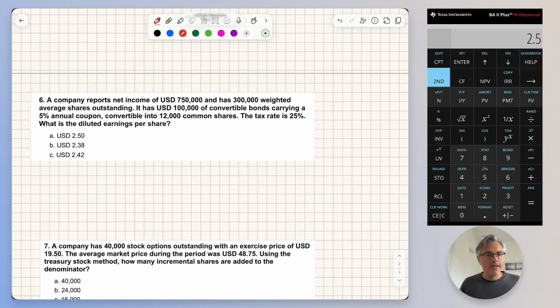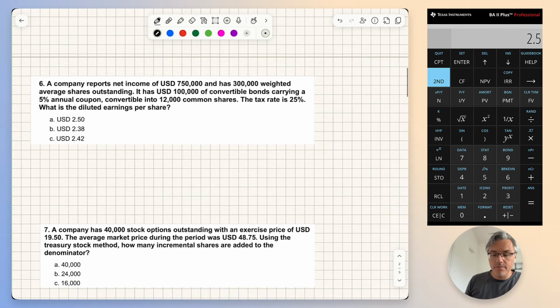Hopefully not so bad. Let's now move on to question 6. A company reports net income of 750,000 and has 300,000 weighted average shares outstanding. It also has some convertible bonds carrying a 5% coupon, convertible into 12,000 common shares. The tax rate is 25%. What is the diluted earnings per share?